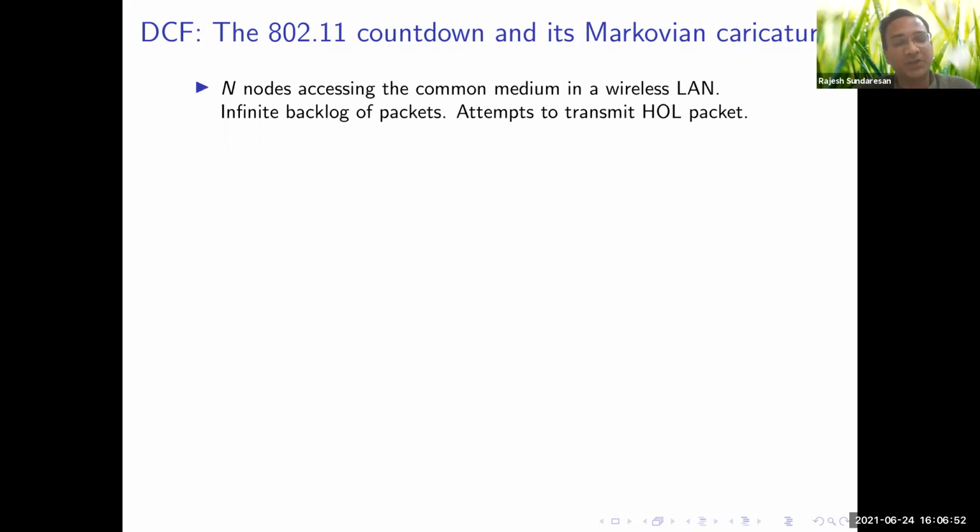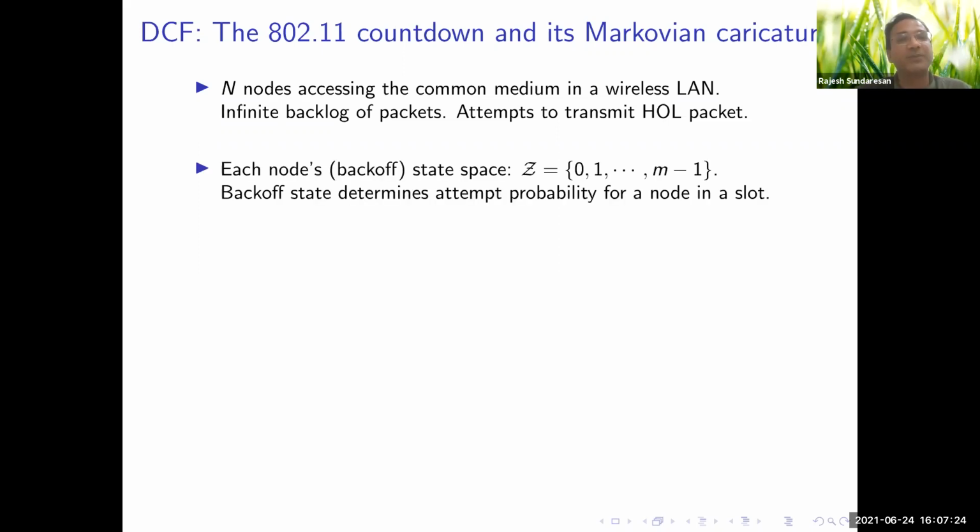Okay, so in this particular wireless LAN, there are n nodes, and I'm going to discuss only the simplest wireless LAN. There are n nodes that are accessing a common medium. We will assume that they have an infinite backlog of packets, so that there is always some packet to send. And at each slot, the consideration is for sending the first packet in the queue, which is called the head of the line packet. HOL stands for head of the line. So if a transmission is attempted, it's going to be for that particular packet.